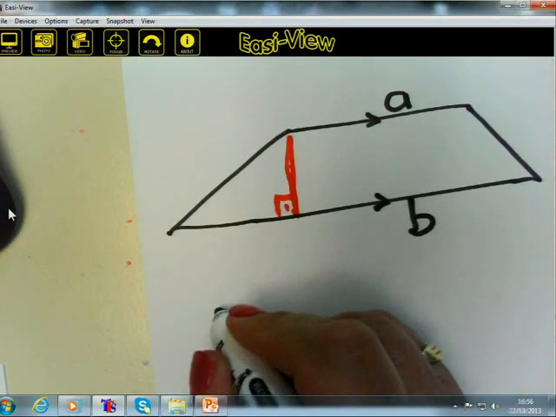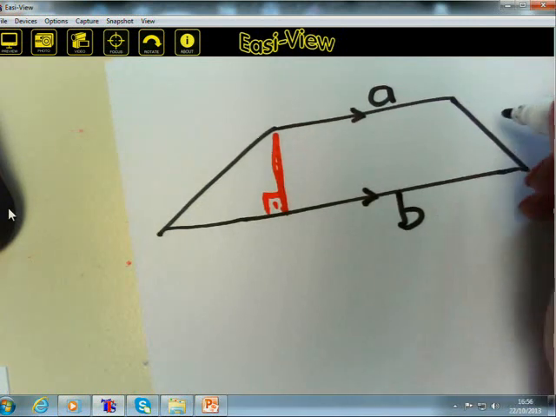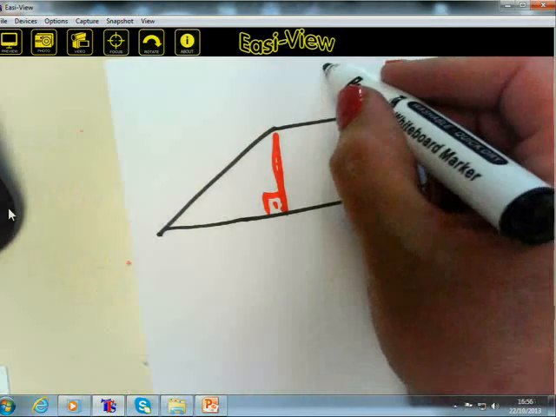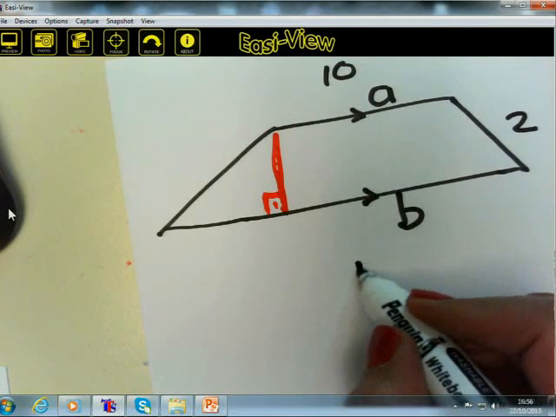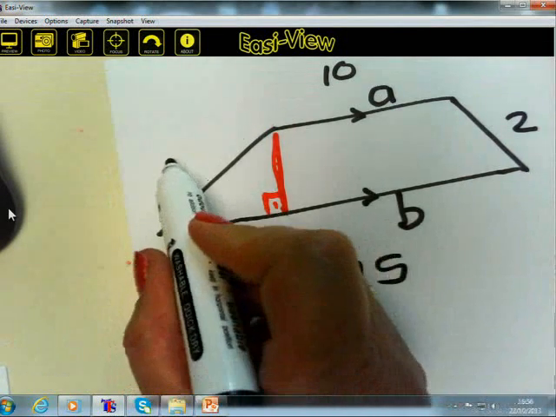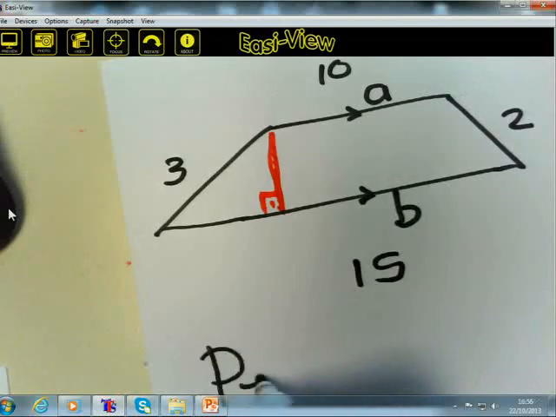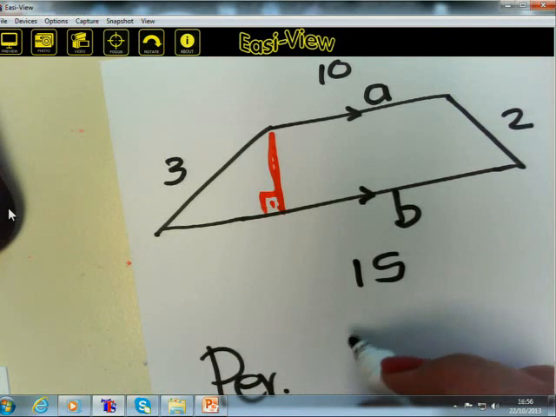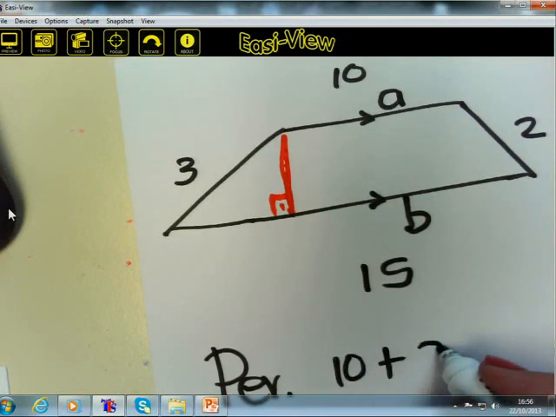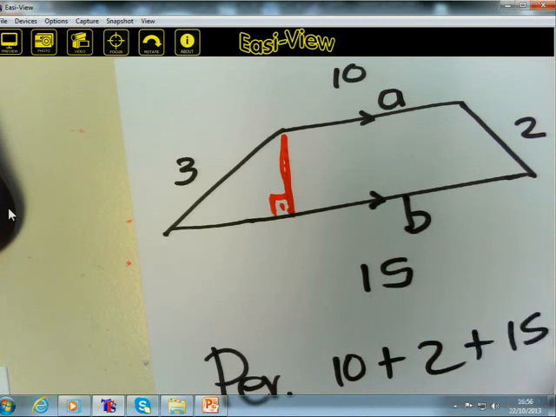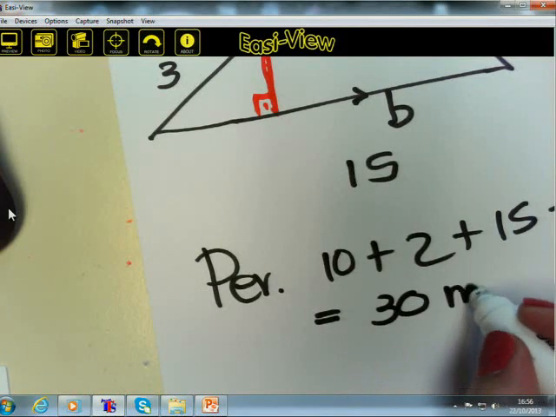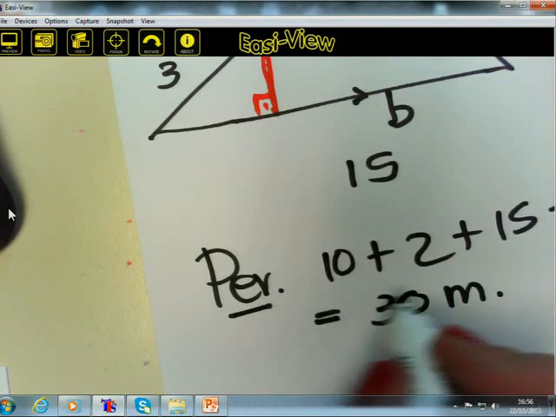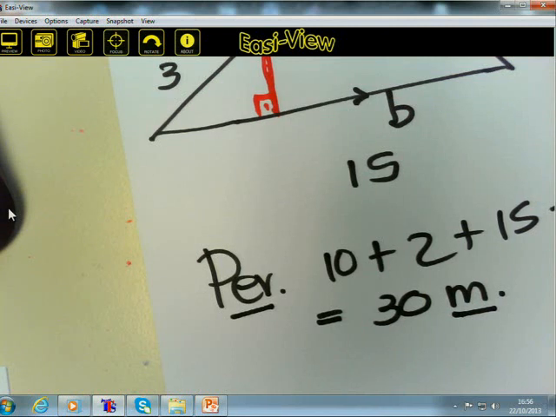Now when I want the perimeter, let's give this some distances. Let's say this is 10, this is 2, this is 15, and this one is 3. The perimeter will be side plus side plus side plus side: 10 plus 2 plus 15 plus 3, and the answer will be 30 meters. Again, perimeter is in meters.